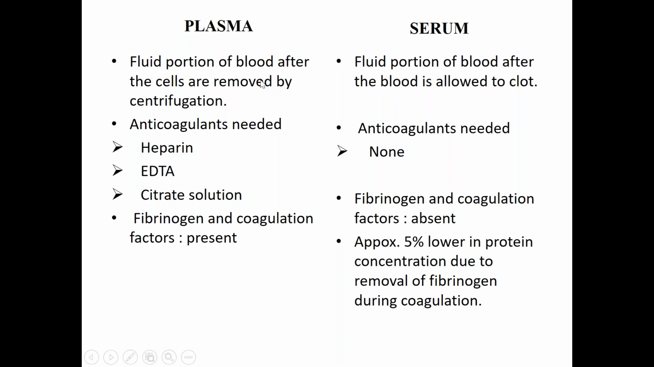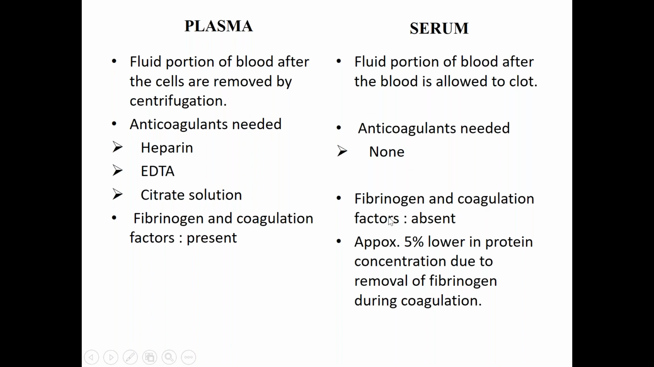So in order to obtain the plasma, we need an anticoagulant like heparin, EDTA, and citrate solution. And in order to obtain the serum, no anticoagulant is required. As fibrinogen, one of the proteins required in the process of clotting, is used up in the formation of the clot, fibrinogen and other coagulation factors are absent in serum. This is the main difference between plasma and the serum.